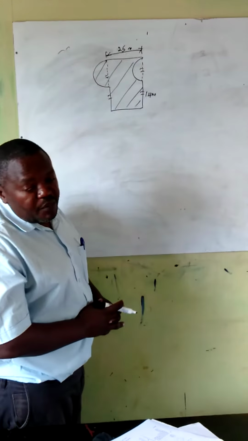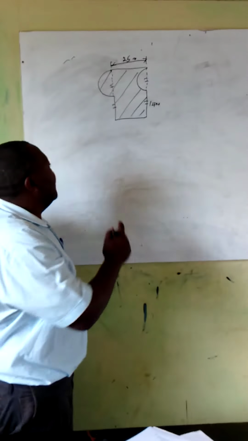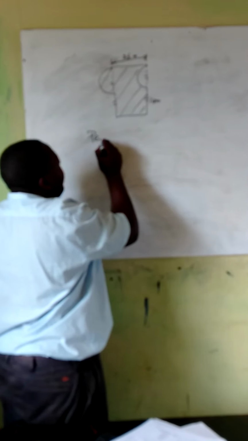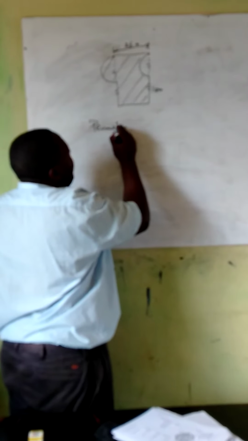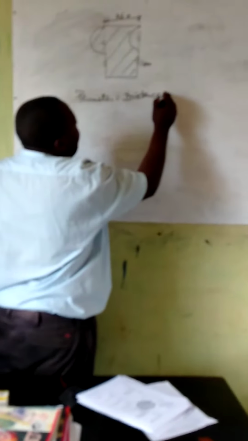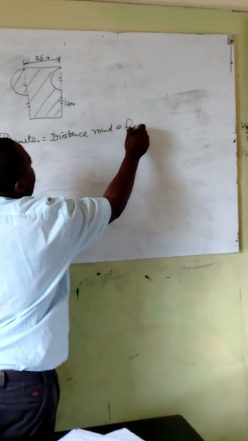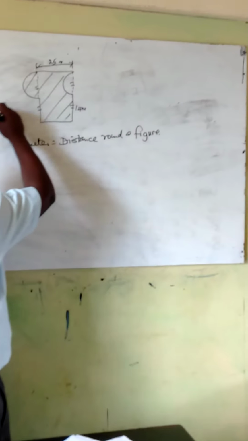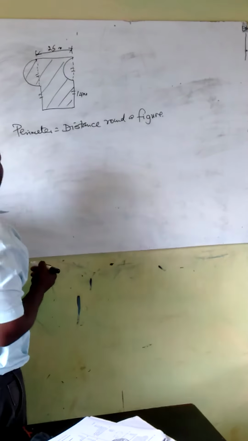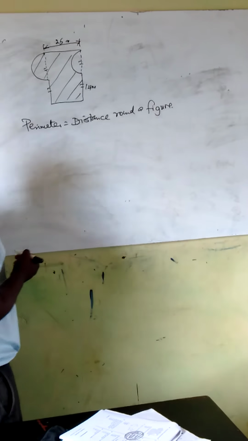Remember, perimeter is the distance round a figure. Perimeter is equal to the distance round a figure. So for this diagram, we are supposed to get the perimeter.